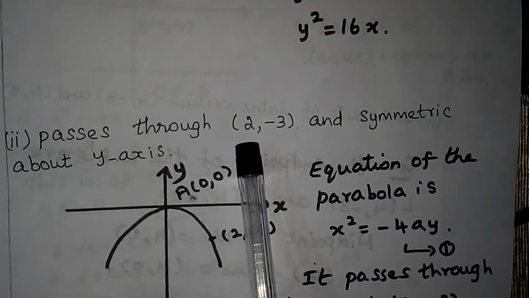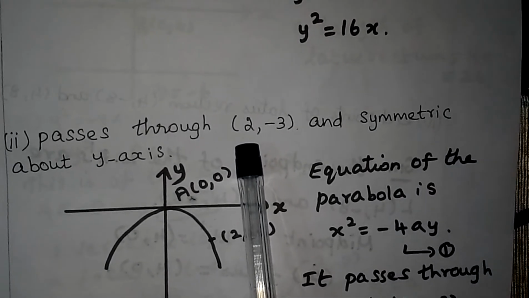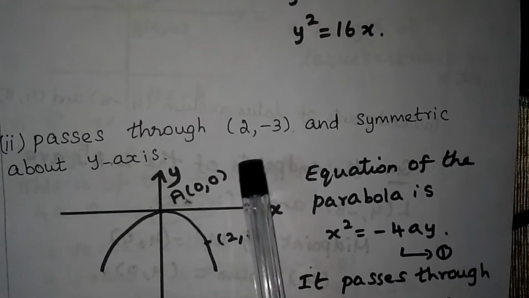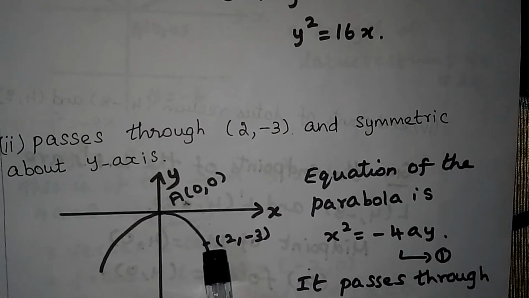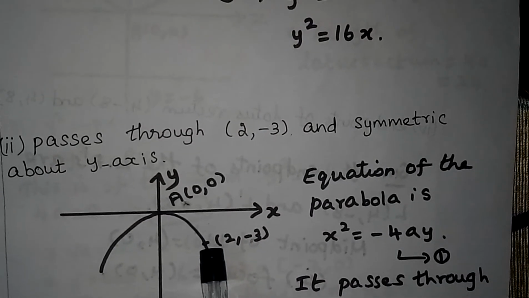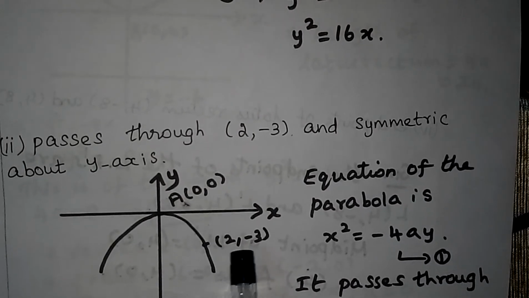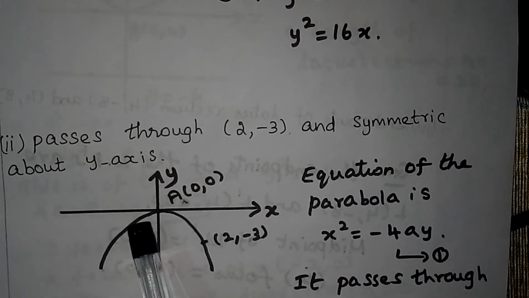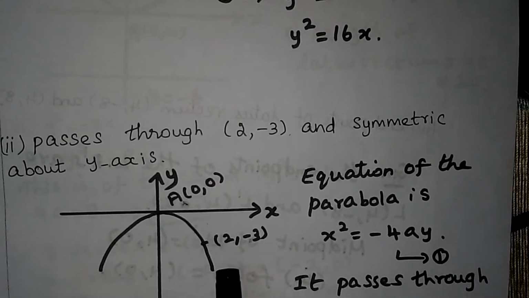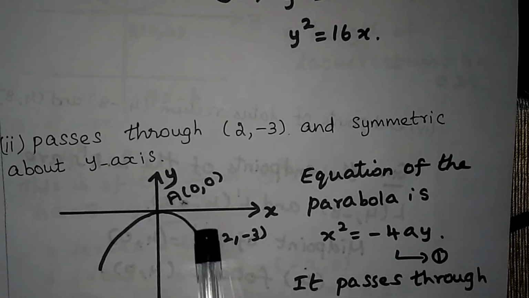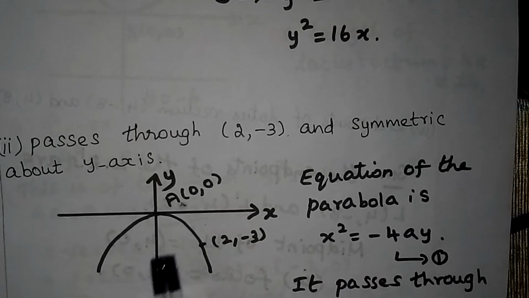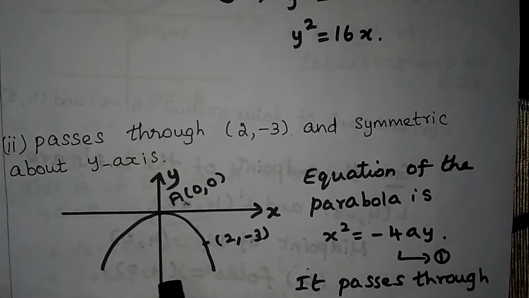It is given the parabola passes through the point 2, minus 3. Then you mark the point 2, minus 3. It is somewhere in the fourth quadrant. So the parabola passes through this point, meaning how should it be? It should pass through the vertex as well as this point. So when we draw the parabola like this, you can identify the type. It opens downward. The parabola opens downward.